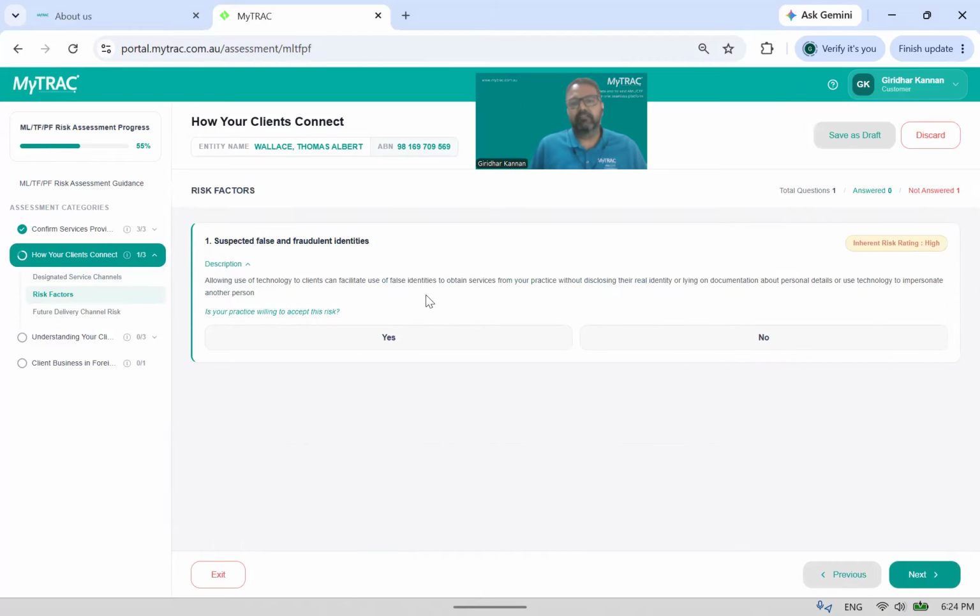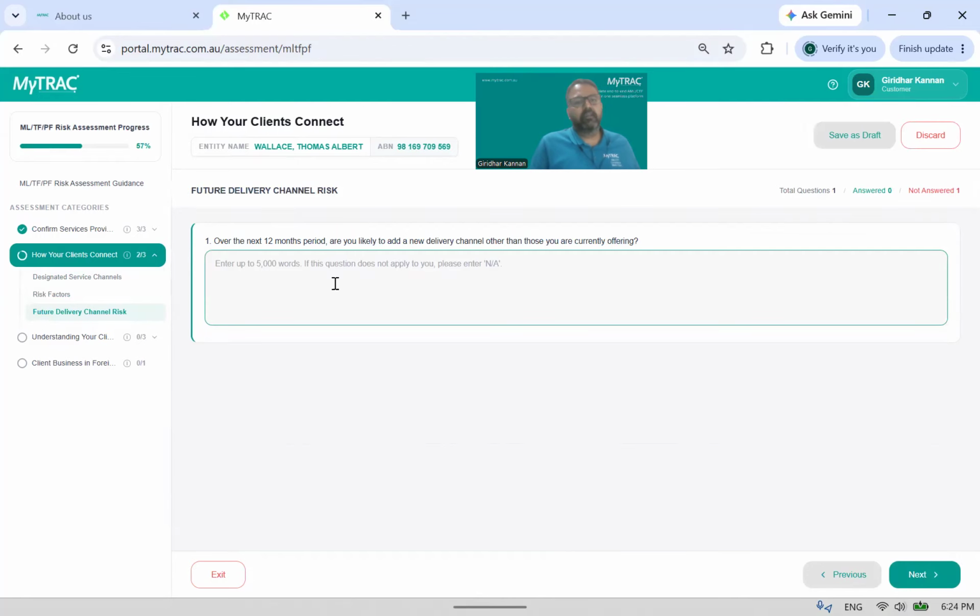Just continuing on from there. Clients can totally fake their identity. We've all heard about deep fakes and other things. So if you think you never had the opportunity to see the client, or it's just a photo or something, you have to accept those risks. Mostly, we all live in a world where we cannot live without remotely onboarding clients. So most of the time the answer would be a yes. And in the next 12 months, are you likely to add any new channel? I've said no, then I'm going to say not applicable.